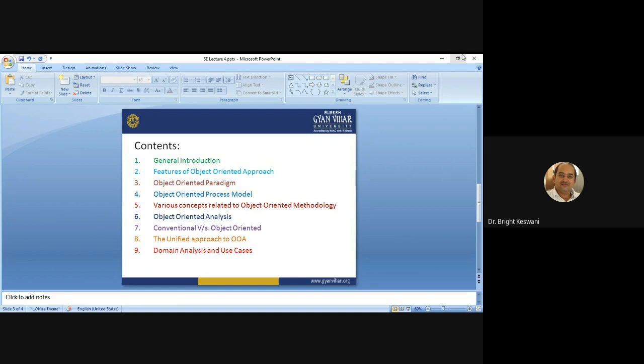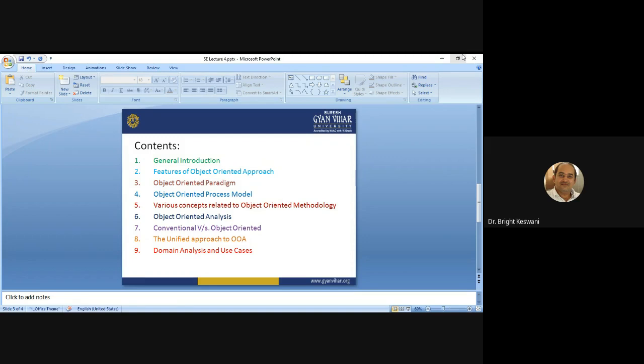Okay, so if feedback is provided to you, it will be helpful for further improvement in your software. So this is all about the object oriented process model. The steps are very simple. You can use it when you are making some project.